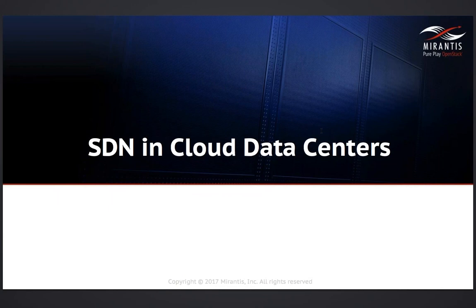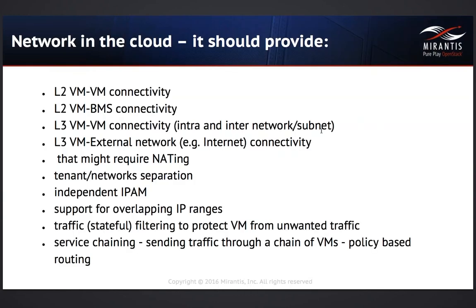So what does this mean for us in the real world? That takes us to what SDN can do for us in cloud data centers. What should the network provide in the cloud, for the cloud? We need layer 2 VM to VM connectivity, because we want our applications running on different VMs to be able to talk to each other. We also need layer 2 VM to BMS. BMS means bare metal servers. So we also need VMs to be able to communicate with bare metal servers if it is required.